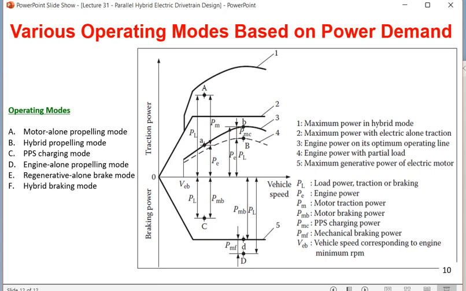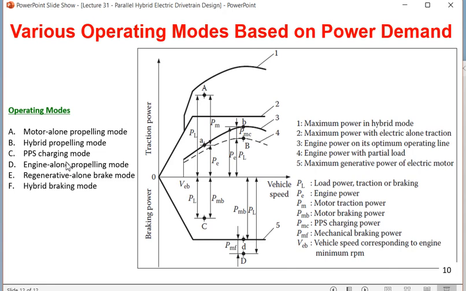So you are finding that there are mainly 6 operating modes. Number one is motor alone propelling, that means energy is coming only from the engine. Second is hybrid propelling mode, that means engine and motor both are using engine and PPS, actually they are giving the power together to the final drive element. Third one is PPS charging mode, that means PPS is getting charged.